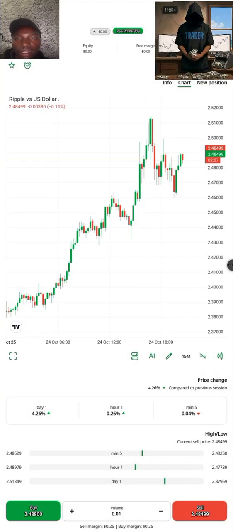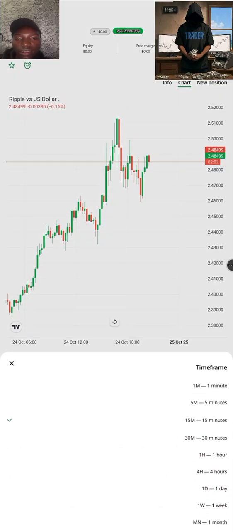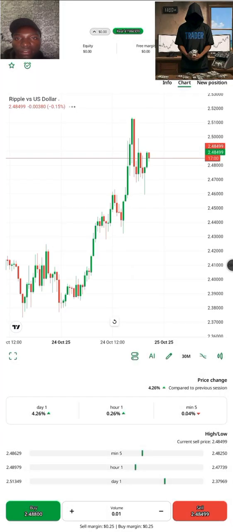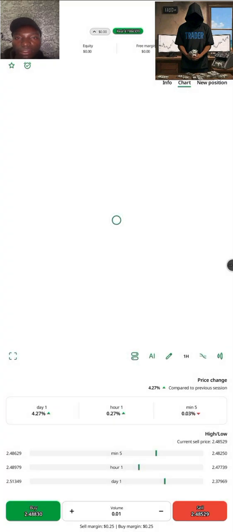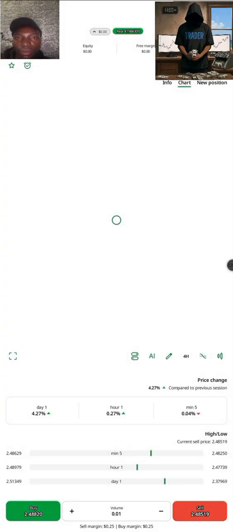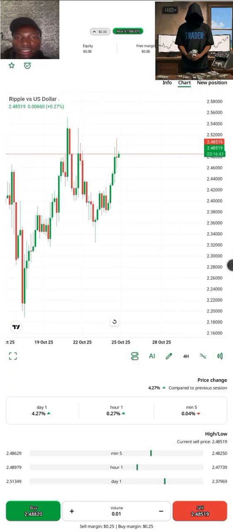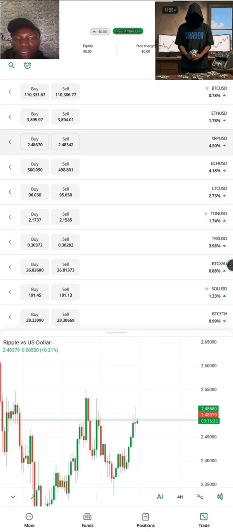For the 15 minutes, it's a downtrend, bearish. For the 30 minutes, the same thing, a downtrend. So therefore, you can sell if you are using those time frames. For the 1 hour, it's a bearish. If you are using 1 hour with 4 hours, you can buy. But if you are using 15 minutes with 30 minutes, you can sell. 1 hour to 4 hours, you can buy.